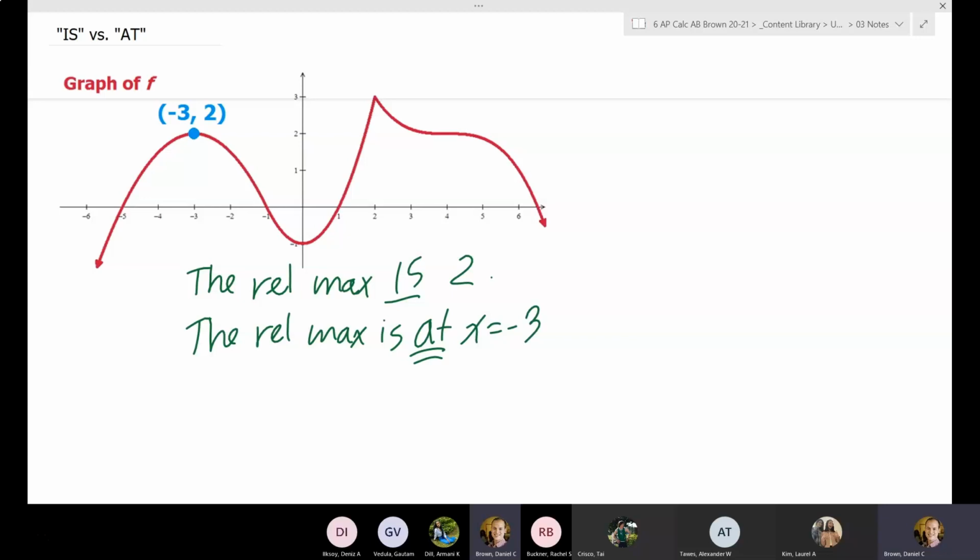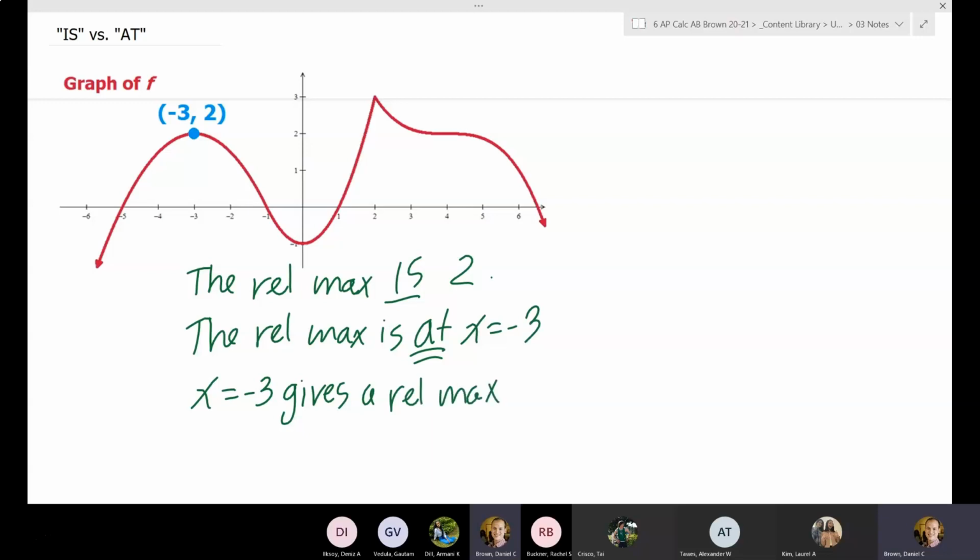So the relative maximum is at x equals -3. Or other ways you can say that that would be okay. You could say something like x equals -3 gives a relative max.